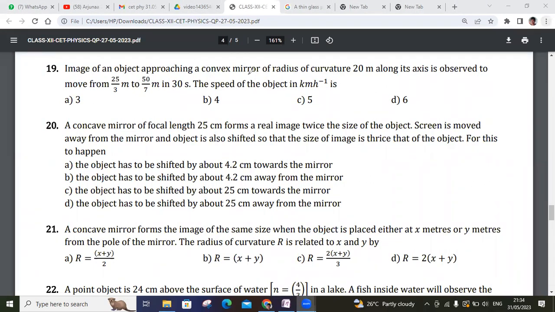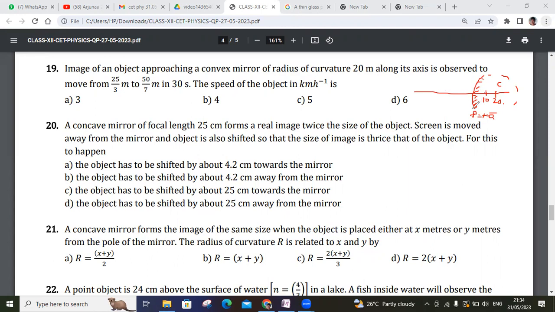The image of an object approaching a convex mirror of radius of curvature 20 meter. This is a convex mirror, not a concave mirror, right? And its radius of curvature is 20 meter, so the center of curvature is here, then the focus will be 10, correct? F is equal to R by 2, and F is positive, F is equal to plus 10. Then the image is observed to move from 25 by 3 meter to 50 by 7 meter.